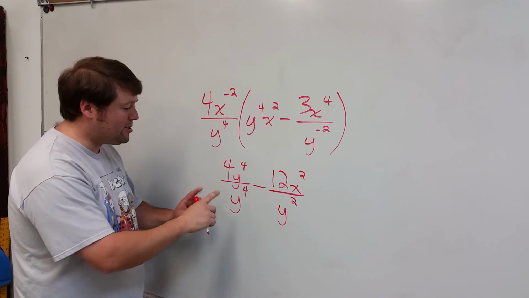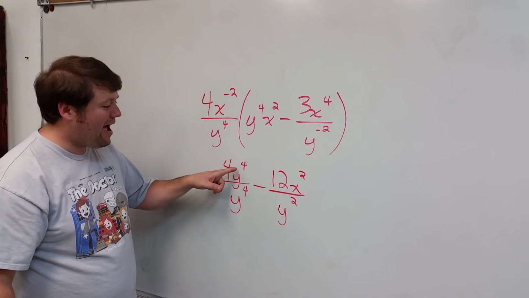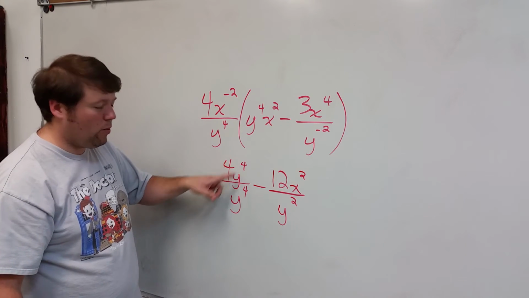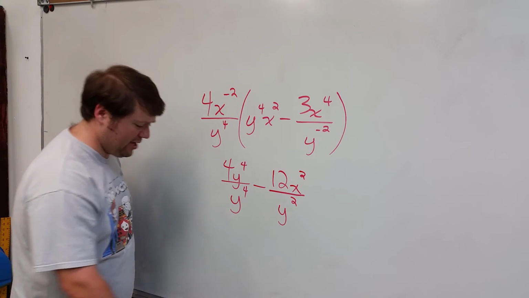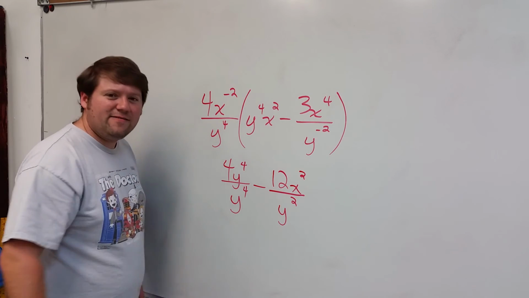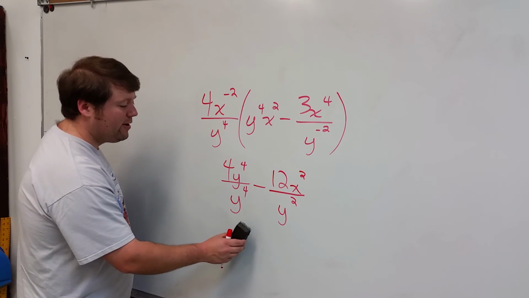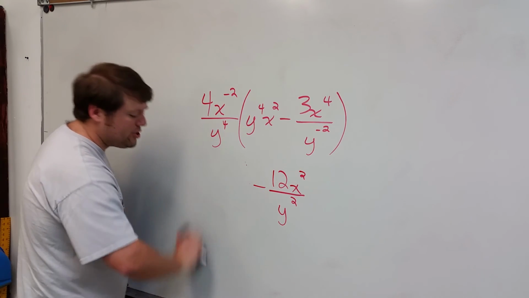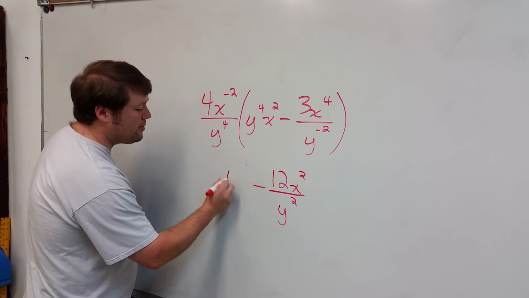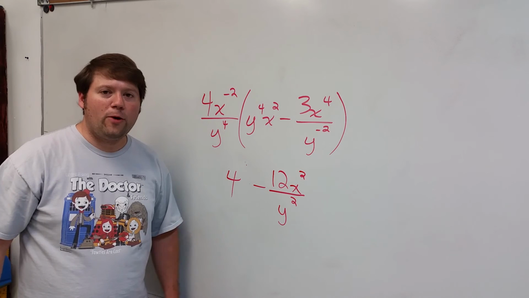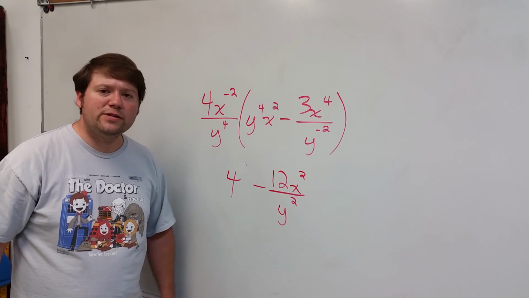Now, there is one way I can simplify my answer. I have a number over itself, and so that cancels out. Y to the fourth over y to the fourth cancels out. Anything divided by itself is 1, and so that leaves just 4 for this part. So I'm just going to change it to that, and for my answer, I'm going to have 4 minus 12x squared over y squared.